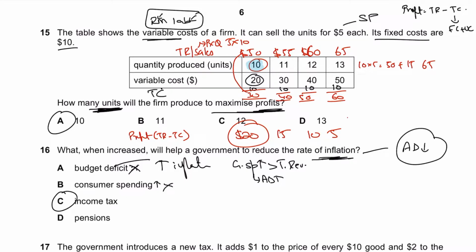C is the correct answer, because if you increase income taxes, your disposable incomes will fall, which will result in lower consumer spending, and that would result in lower aggregate demand, hence creating deflation, right? C is the correct answer.